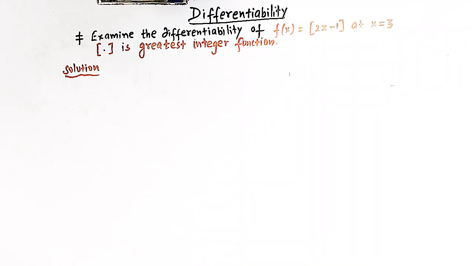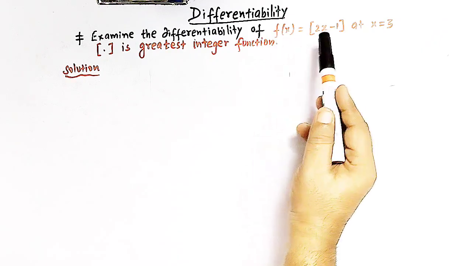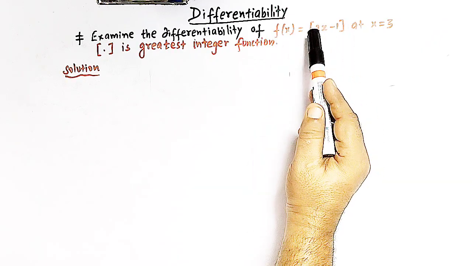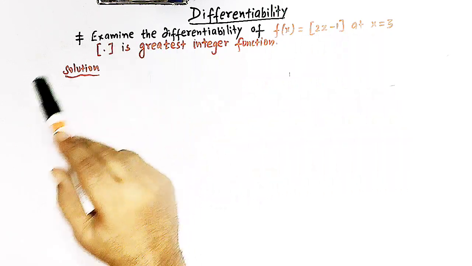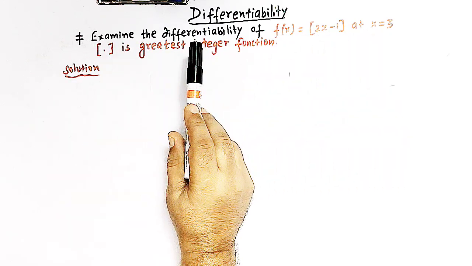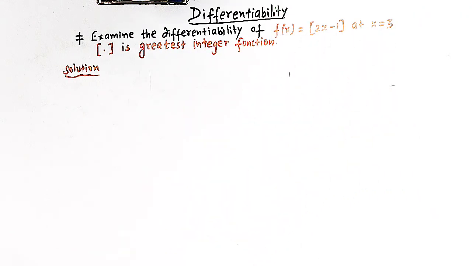Hello viewers, in today's session we are going to discuss one important problem from differentiability of functions. We have to examine the differentiability of this function f of x, which is a greatest integer function, that is, greatest integer of 2x minus 1, and we have to test the differentiability of this function at x is equal to 3, right?